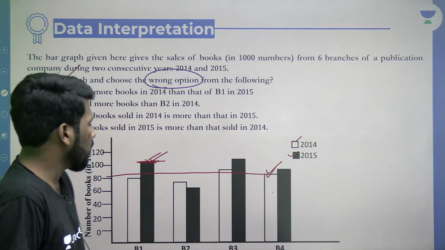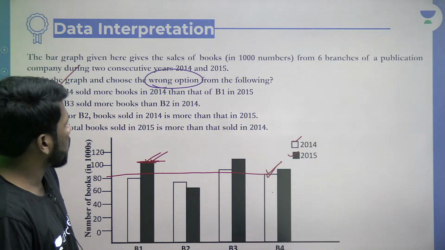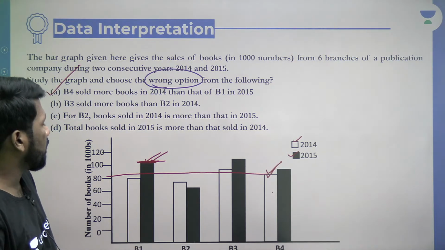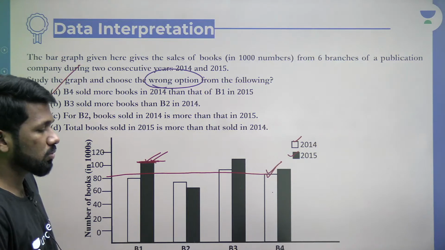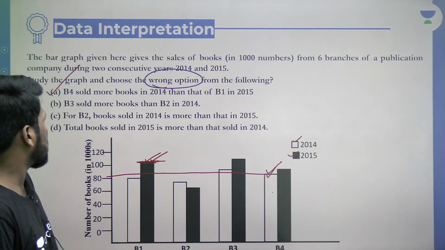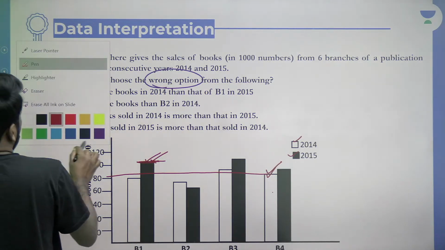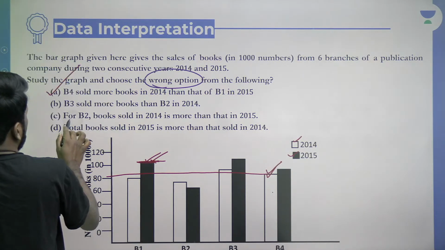ऑप्शन ए रॉन्ग है क्योंकि ऑप्शन ए में लिखा है B4 का 2014 वैल्यू इज़ मोर दैन B1 का 2015 वैल्यू, लेकिन B1 का 2015 वैल्यू इज़ मोर, इसलिए ऑप्शन ए इज़ द रॉन्ग ऑप्शन. But we will analyze other options so that no confusion is there.